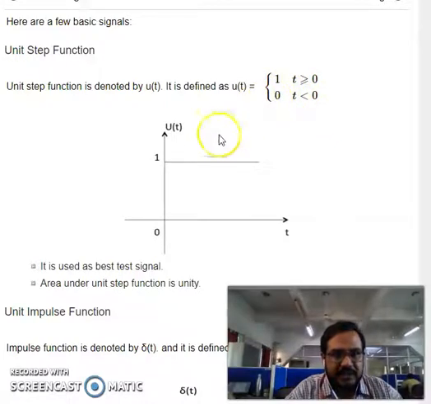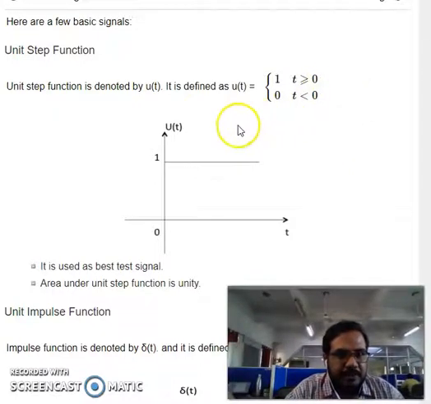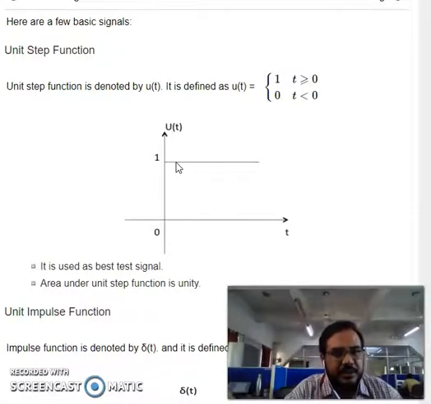Now if you see the diagram of the unit step signal, for t greater than 0 it is 1 and for t less than 0 it is 0. So the diagram of the unit step signal looks like this, and this is the best test signal. And why it is unit step is that the amplitude of the unit step signal is 1. That is why it is called the unit step signal, meaning the amplitude is unity.